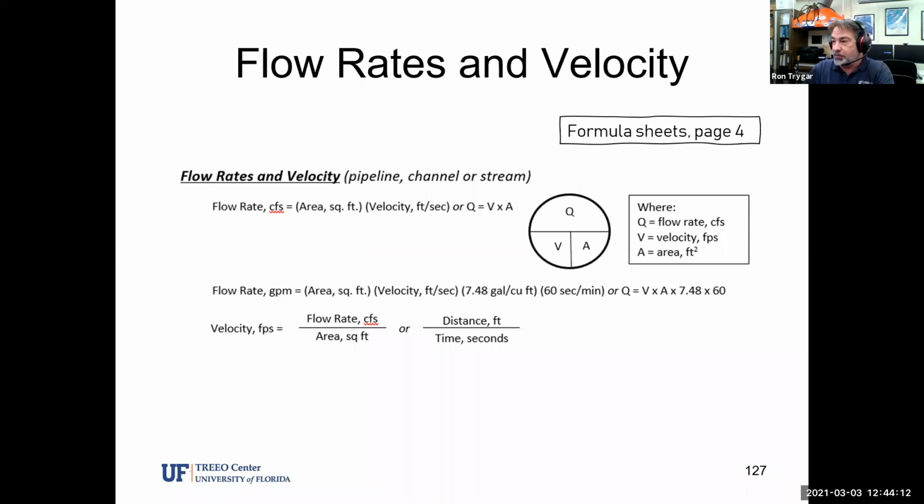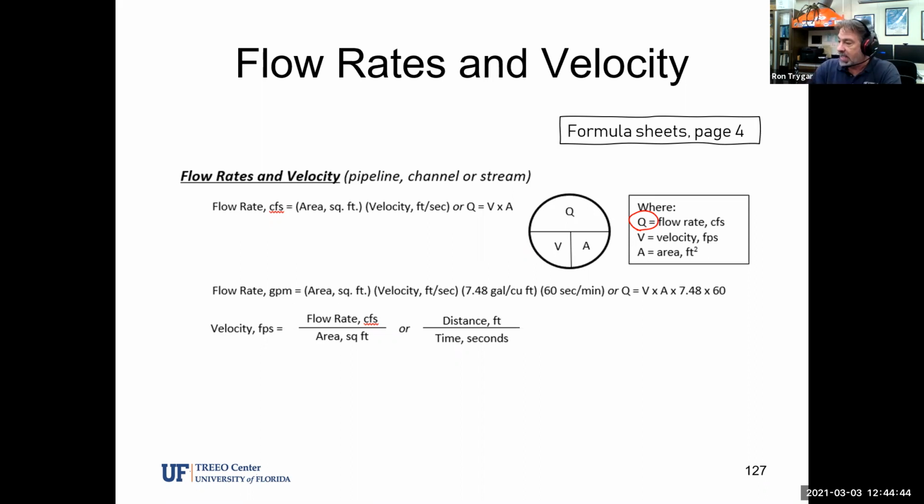So we're going to move into flow rates and flow velocity. And we're going to be using a couple of the different calculations found on page 4 of the formula sheets. We're going to be talking about flow rate as cubic feet per second. We're going to be working with another one of the pie charts over here where you see Q and V and A. So anytime you see the letter Q, that stands for flow rate. That's an engineering term to show the quantity of the flow of water moving through a line.